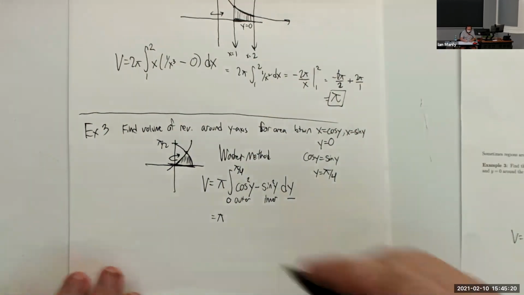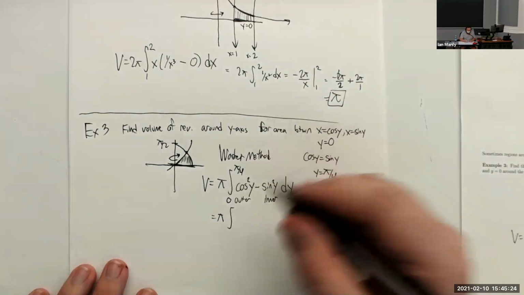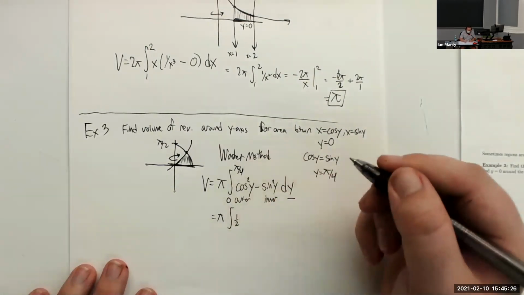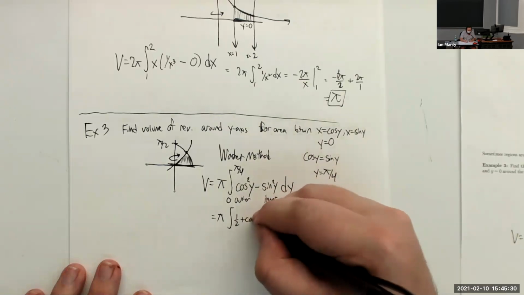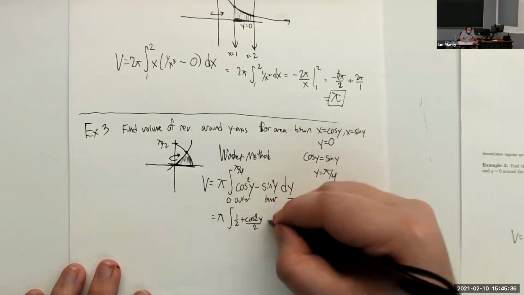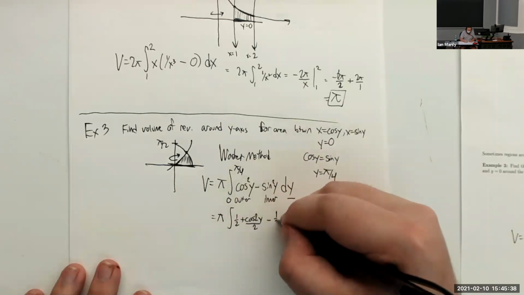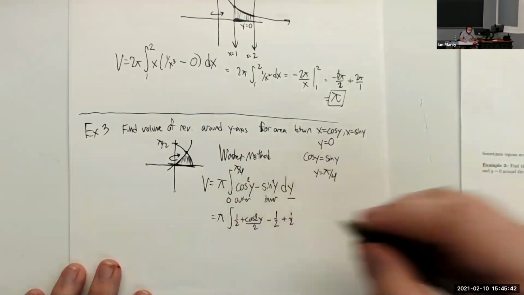All right, and now we're going to go ahead and do this integral. Now remember, for even powers of sine and cosine, we're going to break out the half angle identities. So cosine squared is 1/2 plus cosine of 2y over 2. And then sine squared ends up giving us a similar thing.